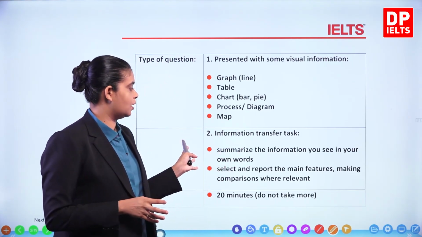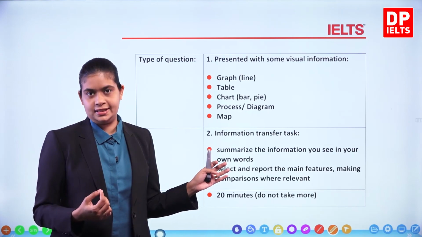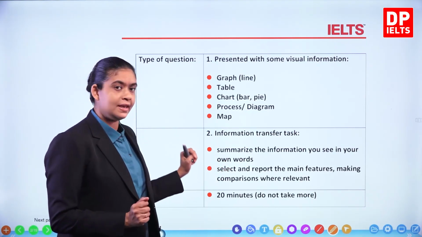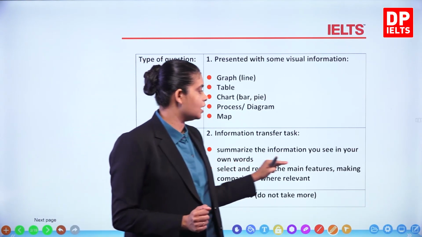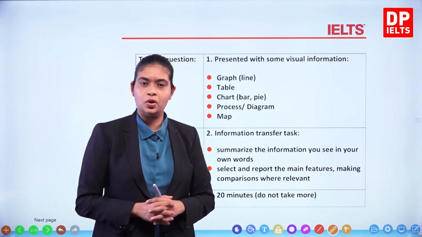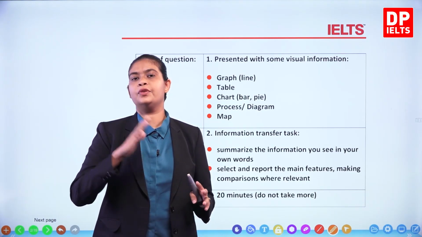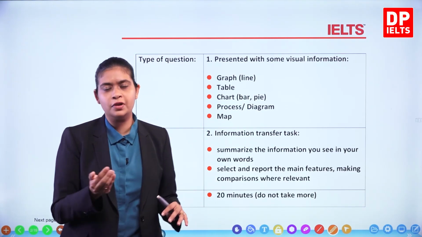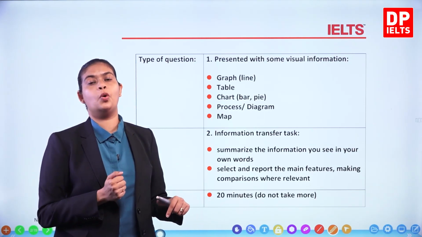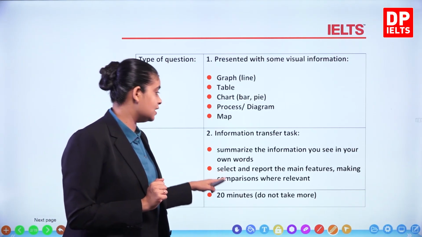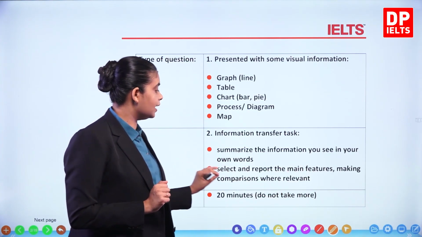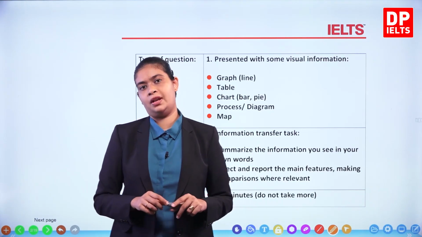Now, the next one, what should you write in it? You need to summarize the information you see in your own words. You do not pick everything, but you summarize the main things in your own words. You select and report the main features, making comparisons where relevant.